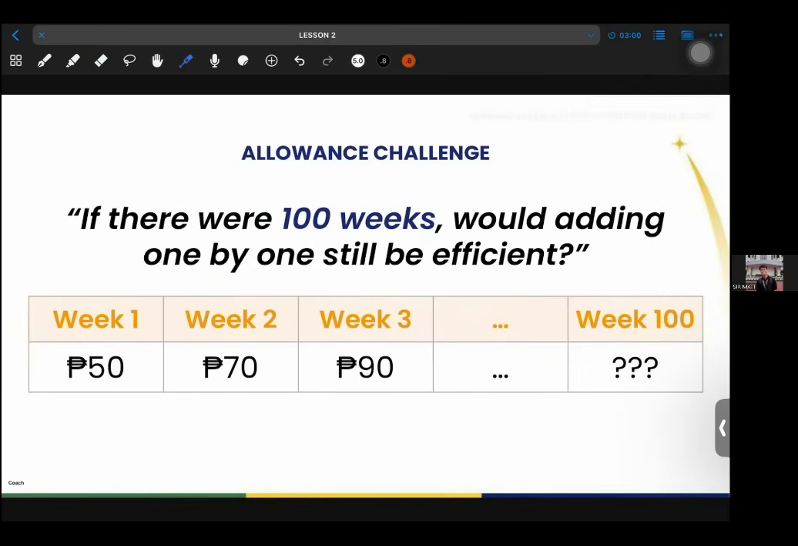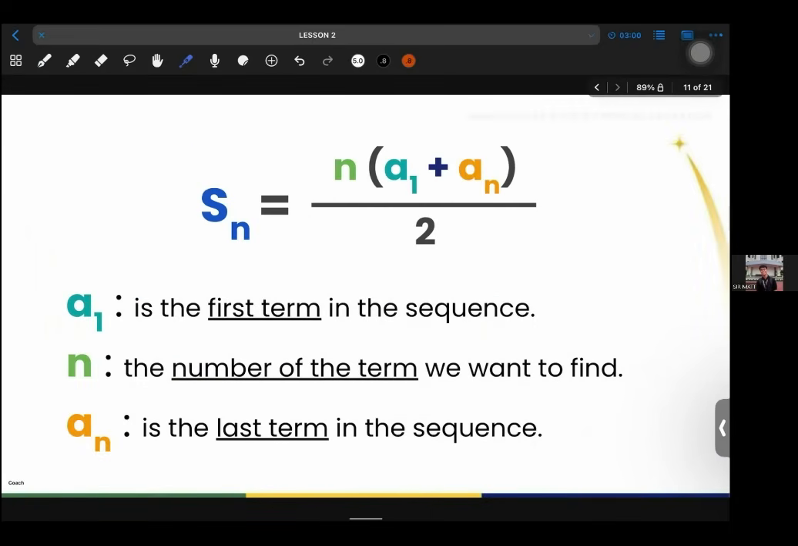So going back to the challenge that we presented earlier, say for example, if there were 100 weeks, would adding one by one still be efficient? Naging 100 weeks na. So what do we do? We'll be using the formula for the arithmetic series. So we have this formula.